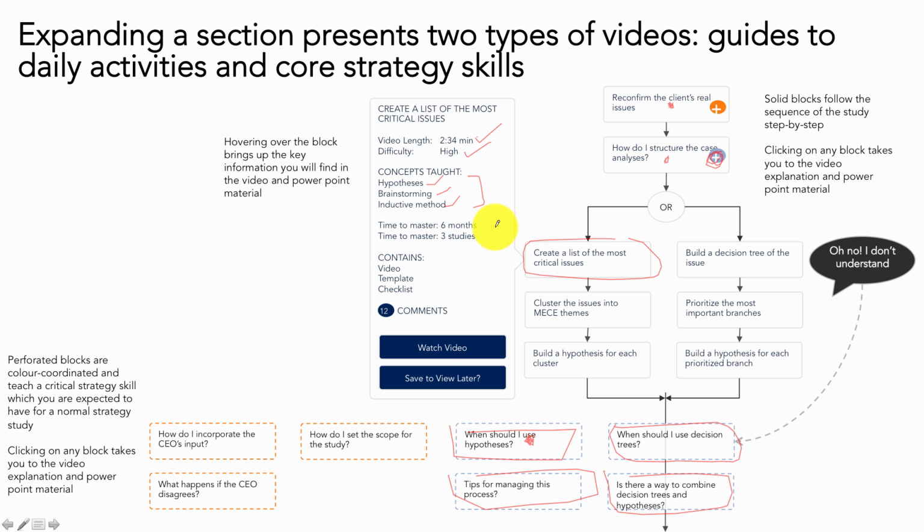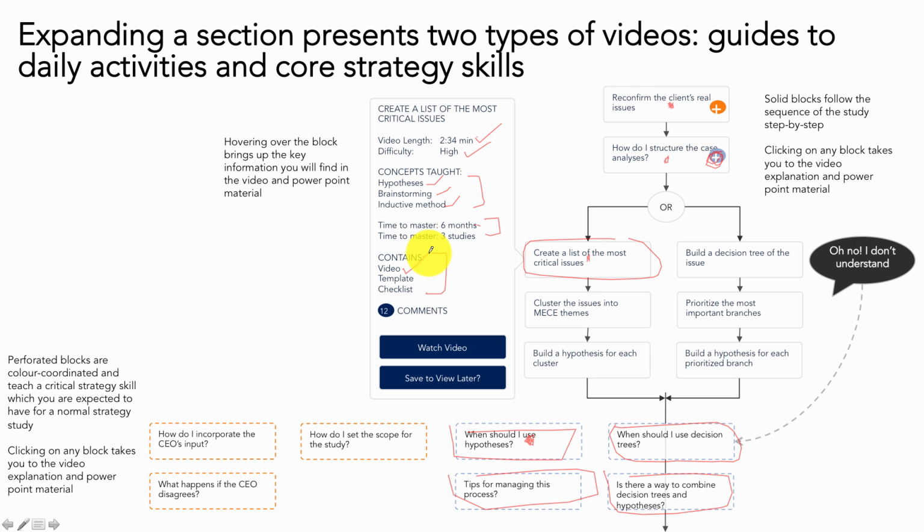So how many months of strategy work does it take to master that study? We converted that into strategy studies. Since each strategy study takes roughly 8 weeks, that's 2 months, so in 6 months you could complete about 3 studies. So we list the time to master something, and then we tell you what will be on the page that you will go to if you click on this block.